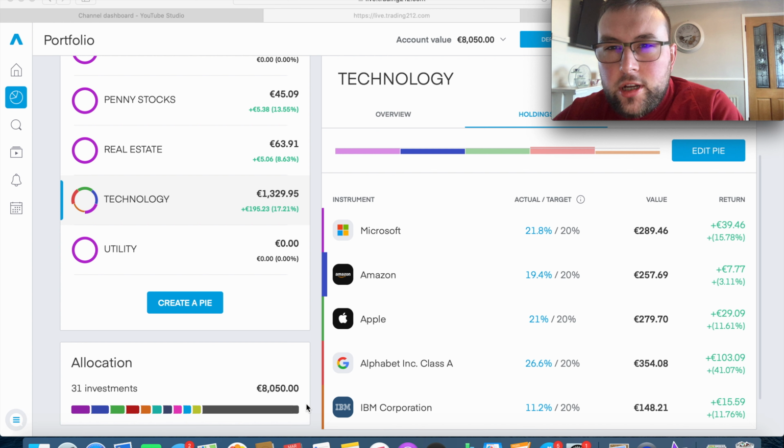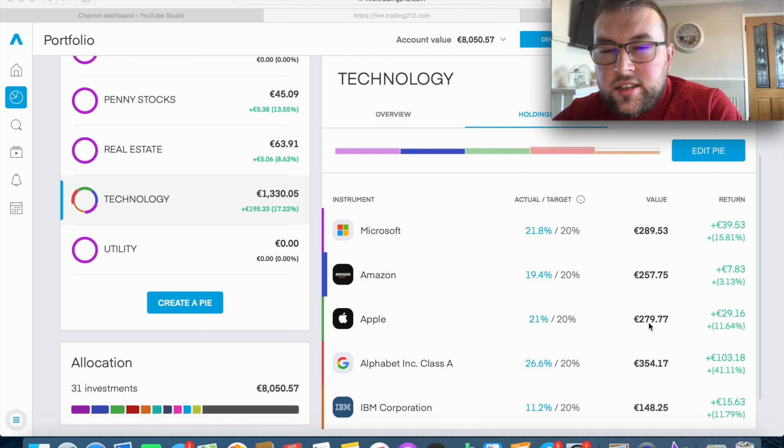Technology sector is currently my biggest holding with €1,330 invested, and we're up 17% at the moment. Now technology is probably my favourite sector in terms of firstly interest, and second of all in terms of opportunities going forward, I believe. So we have 5 companies here at the moment. Microsoft is up 15.7%, Amazon is up 3%, Apple is up 11.6%, Alphabet is up 41%, and IBM is currently up over 11%. So I'm fairly happy with how 5 of these tech companies are doing at the moment.